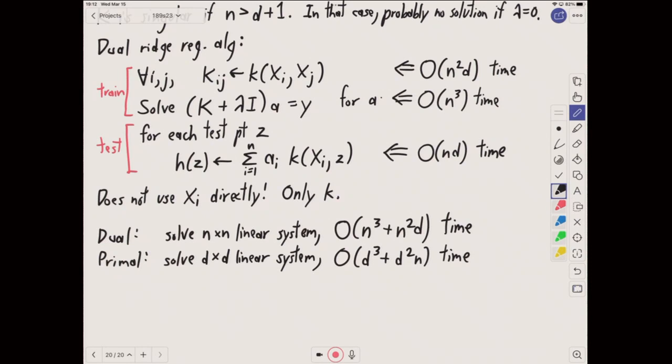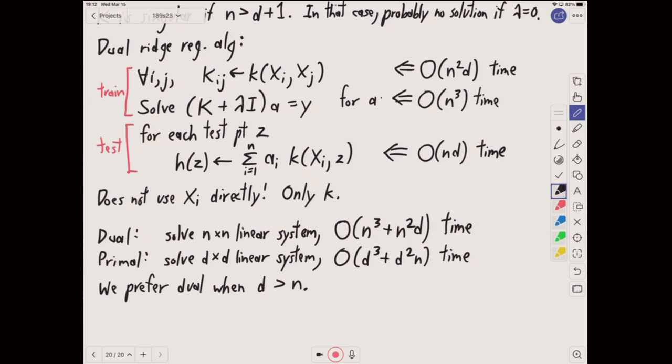So looking at those two big O's, that gives you a pretty solid idea of when you would prefer the primal algorithm and when you would prefer the dual algorithm. We prefer the dual algorithm when d is greater than n. In other words, the number of features you have is greater than the number of training points.